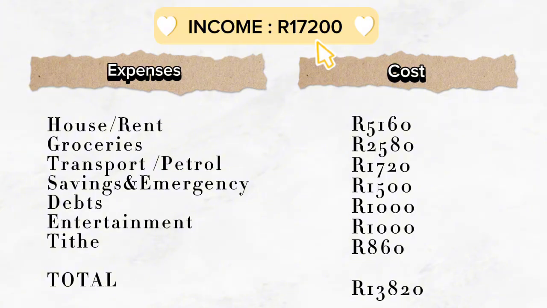Okay, cool. So that's the amount of money that we have, and that is just how you do your budget plan. So what we're going to do is add up all that amount and put down the total, and the total is 13,820 plus minus. That's how much I'm spending. So I'm going to take my income, which is 17,200, subtract the total 13,820, and I'm going to end up with a total of 3,380.